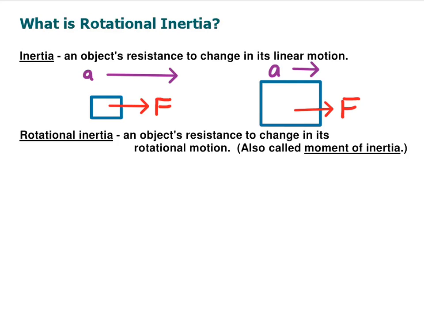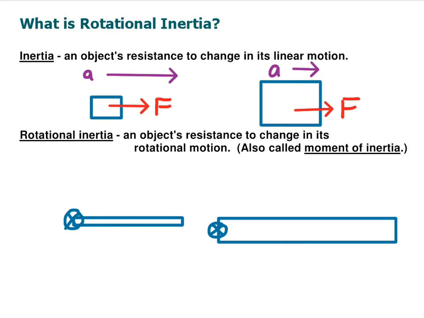Rotational inertia works in a similar manner. It's an object's resistance to change in its rotational motion. So if we're trying to rotate something, some things are harder to rotate than others. So if I have two rods or two boards, and I'm trying to rotate them around a pivot that is at the end of the board, this rod right here is going to be relatively easy to change its rotational motion as opposed to this rod over here.